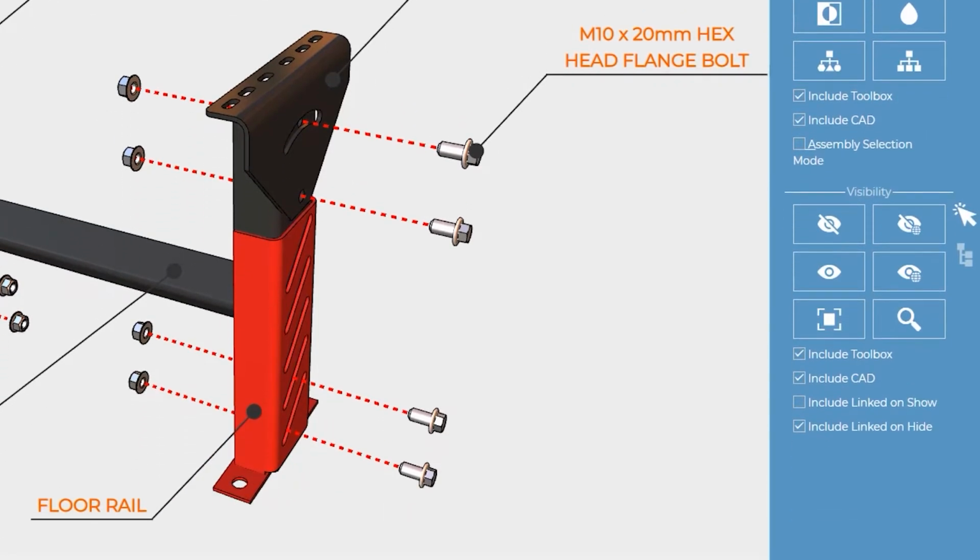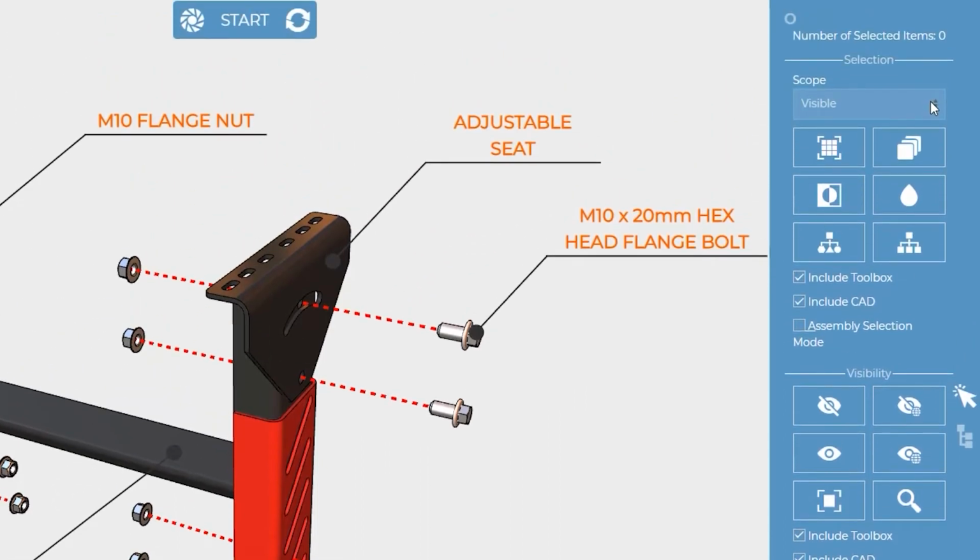The first item in the selection area is the scope dropdown. This controls which objects will be considered for selection. We can choose from every object in our project, or just those that are visible, or those that are hidden. In addition to the scope, we can also choose whether toolbox items and CAD items should be included, as well as the option to use assembly selection mode.